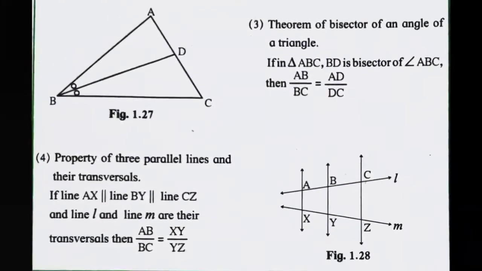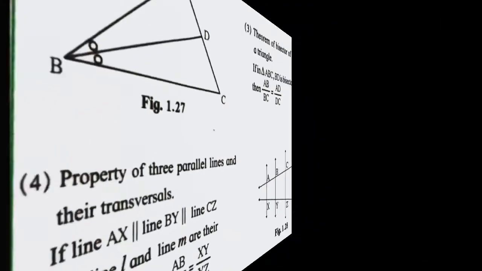Now next property is angle bisector property of triangle. If in triangle ABC, BD bisects angle ABC, then by angle bisector property we can write AB upon BC is equal to AD upon DC. And last, property of three parallel lines and their transversal. If line AX parallel line BY parallel line CZ, then by property of three parallel lines we can write AB upon BC is equal to XY upon YZ.